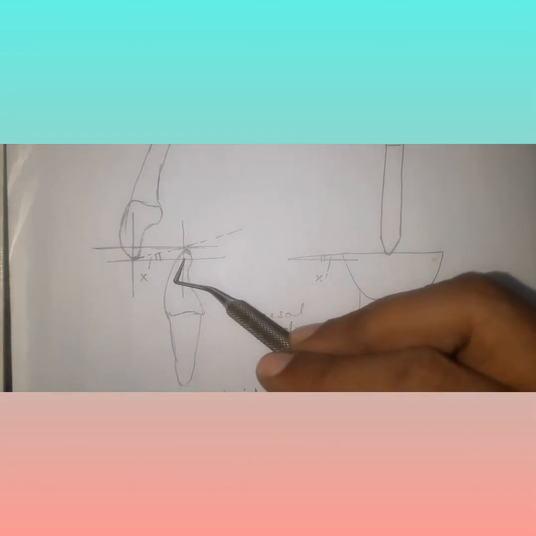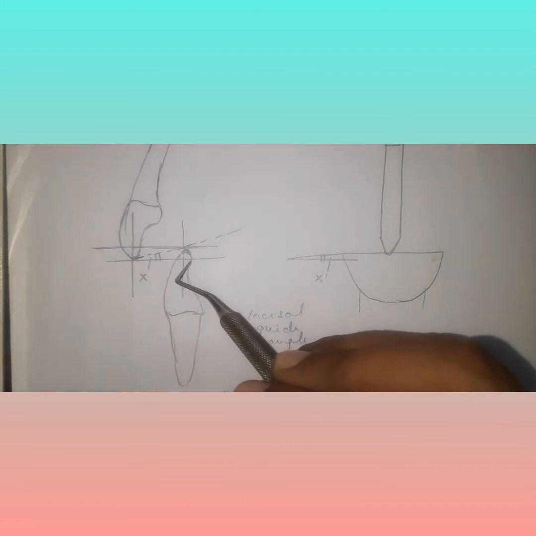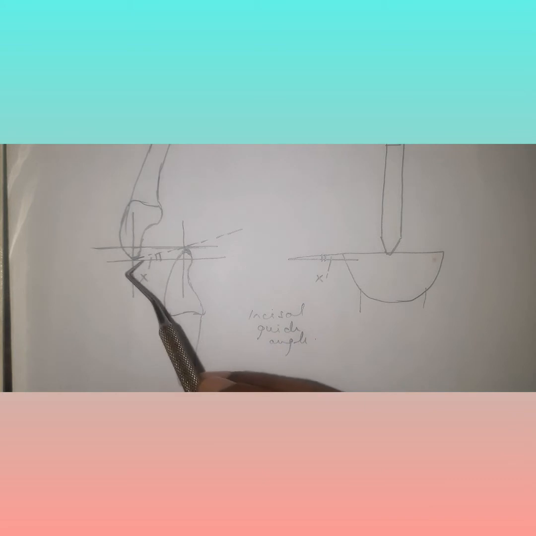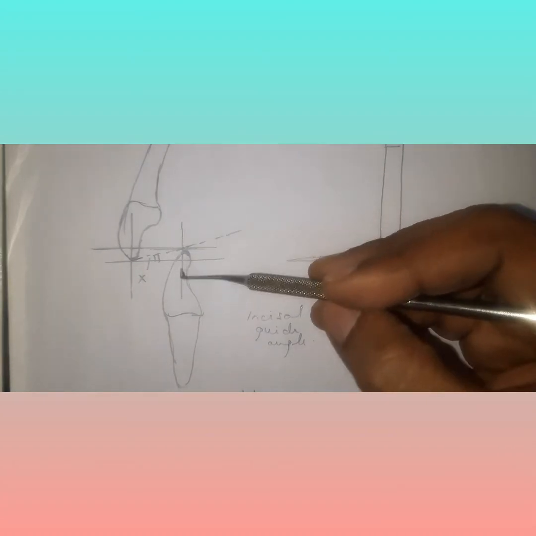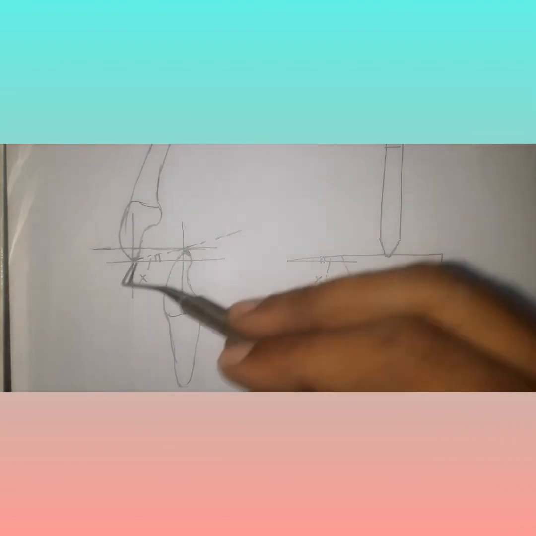Now if we see, if the overjet is increased, if you move the distance, the inclination of the incisal guidance is decreased. So as you move away from here, this angle is going to be lesser and lesser. Also, if the overbite is increased, if I increase this vertical overlap, the inclination of the incisal guidance will be increased. So this angle is going to be steeper.